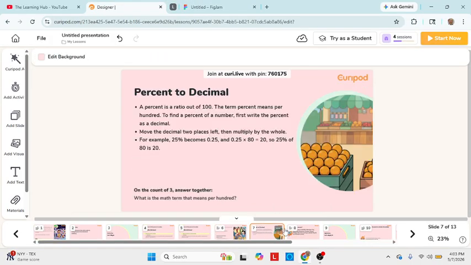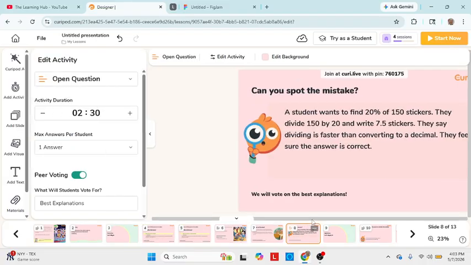Next, a percent is a ratio out of 100. The term percent means per 100. To find a percent, first write the percent as a decimal. You don't have to write it as a decimal, but some people find it easier. So you move the decimal 2 places left, then multiply by the whole. So 25% becomes 0.25, and then 0.25 times 80 is equal to 20. 25% of 80 is 20.